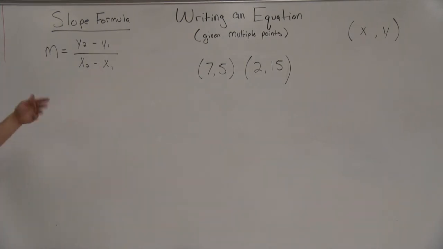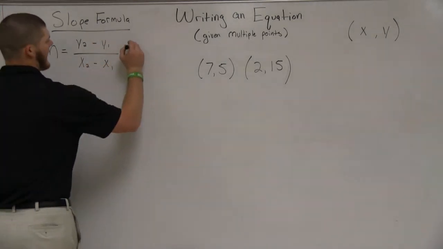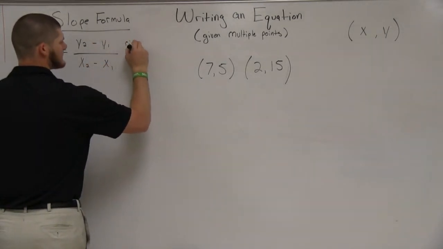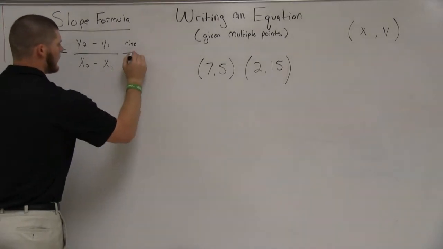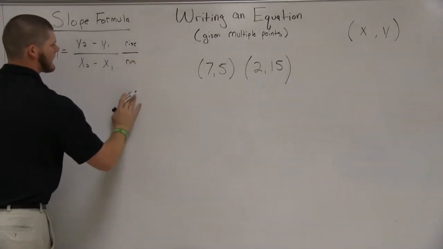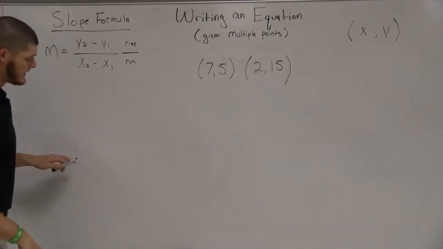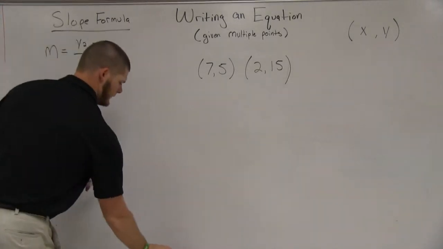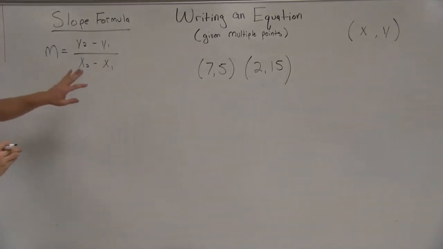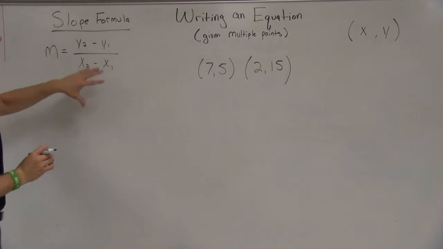And if you look at this formula, it kind of makes sense. We know that on a graph, my y values go up and down, correct? So that would be our rise. And our x values go to the left and right, so our run, which we covered in our last video. So this actually is a numerical representation of rise over run. I hope that makes a little bit of sense to you and helps you understand what we're doing here.